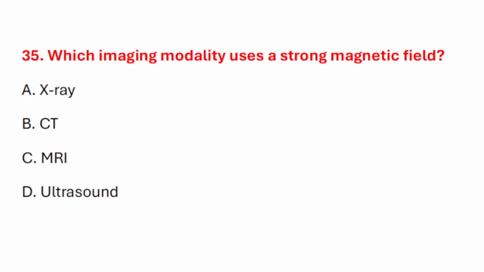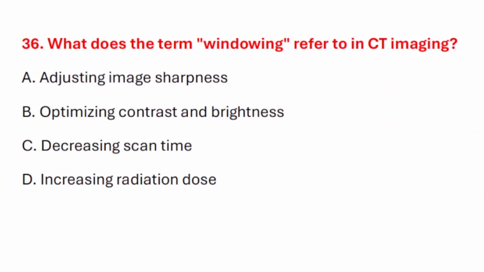Question number 35. Which imaging modality uses a strong magnetic field? Correct answer is option C, MRI. Question number 36. What does the term windowing refer to in CT imaging? Correct answer is option B, optimizing contrast and brightness.